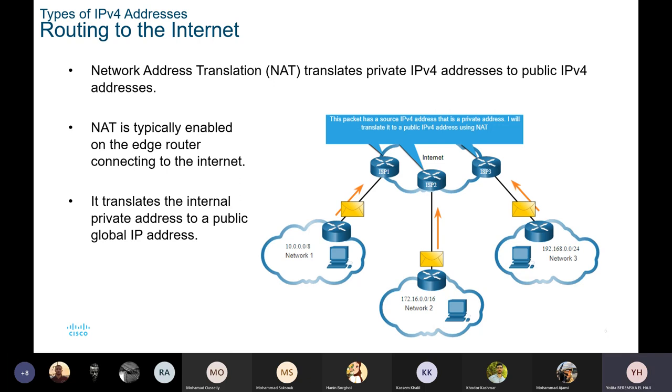So the message holds the source public address here. When the reply comes in return, the router finds that this reply is addressed to the public address given to this device. Of course, it will check the information inside the NAT table and will exchange this public destination address with the private address of the device. So this is a very frequently used technology when we have to translate between private and public addresses.